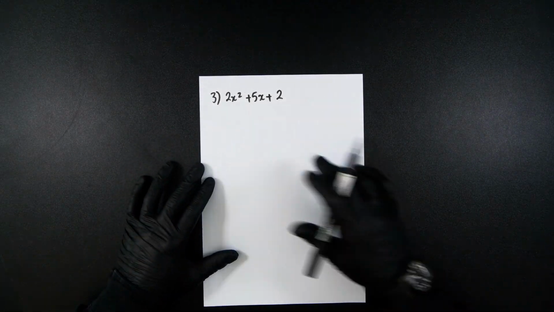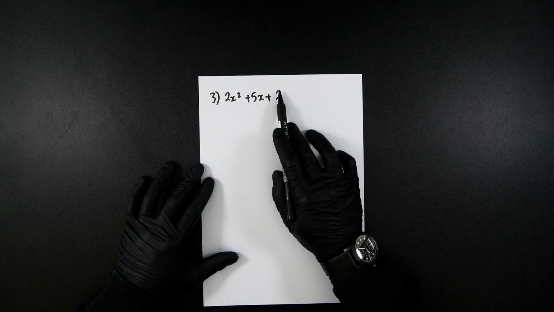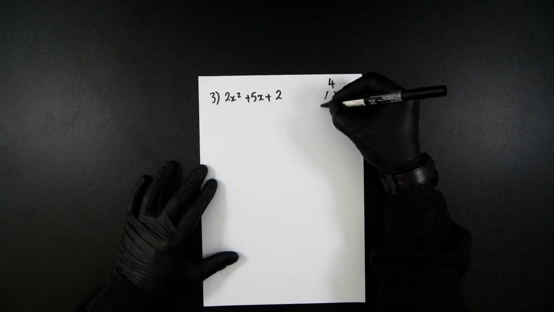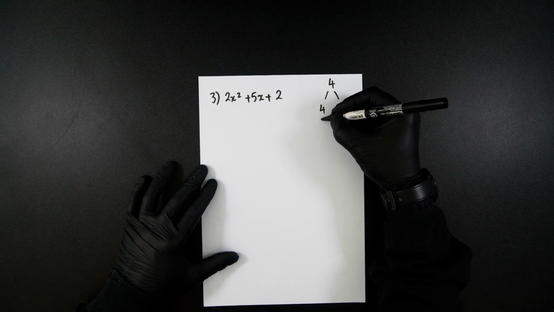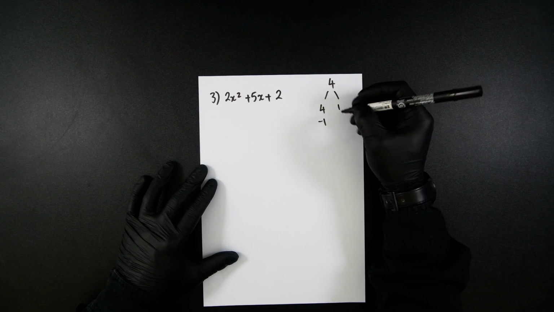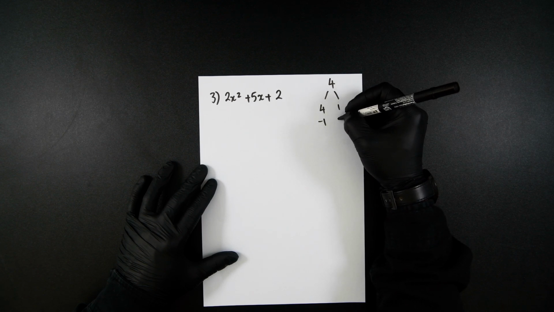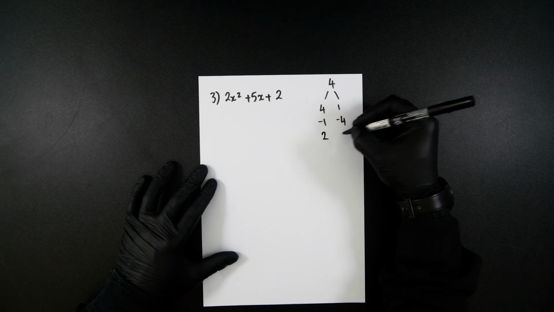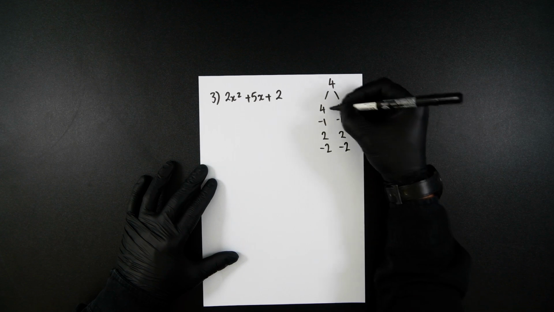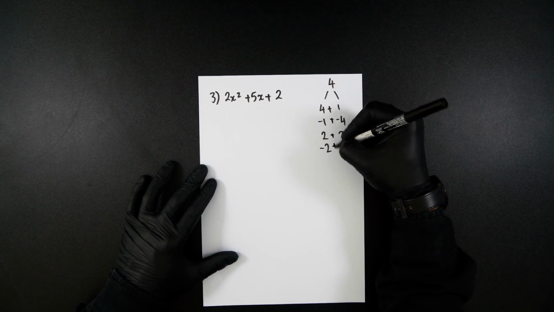In this question, we don't have 1 at the beginning. So we'll have 2 times 2, which is going to be 4. And what are all the factors of 4? You're going to have 4 times 1 is 4, minus 1 times minus 4, 2 times 2, and minus 2 and minus 2. Let's put an addition in between them all.